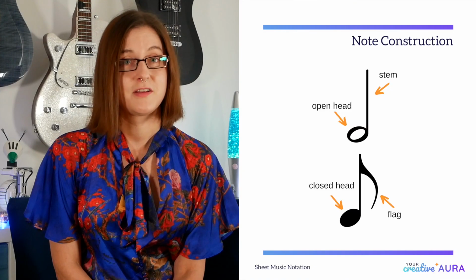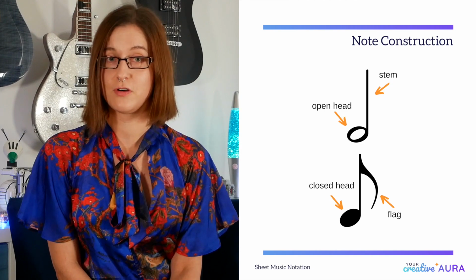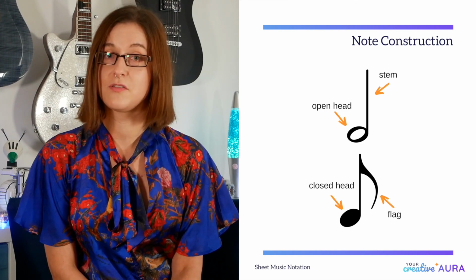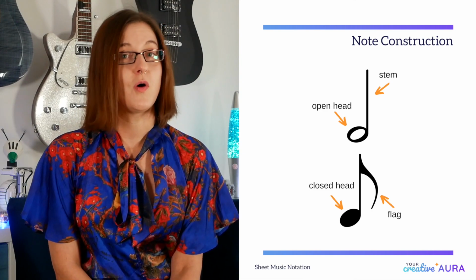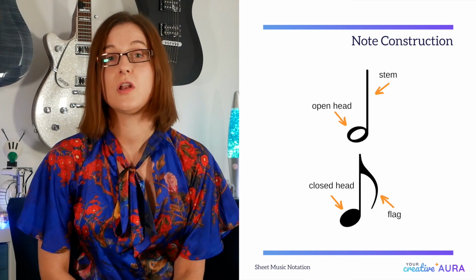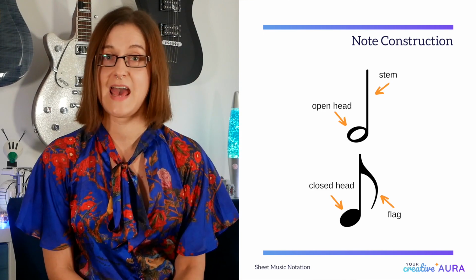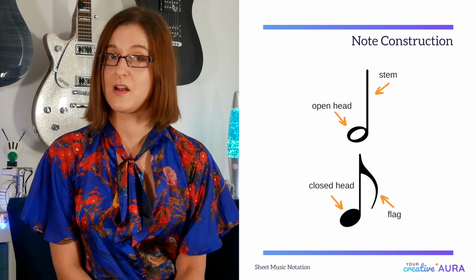Music notes are written by a combination of vertical lines known as stems, short curve-like lines known as flags, and filled or outlined circles known as closed or open heads. So we have stems, flags, and heads. Independently, they look like this.